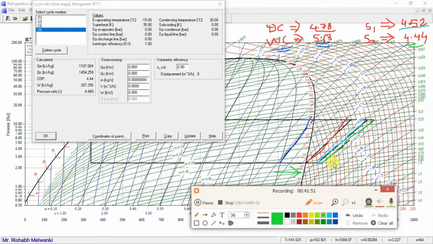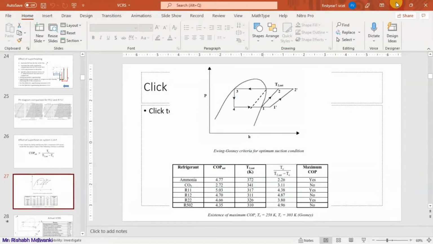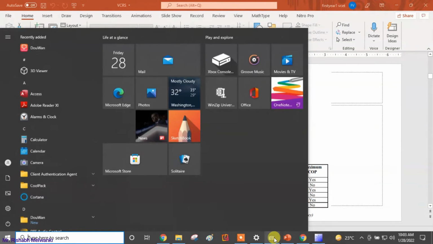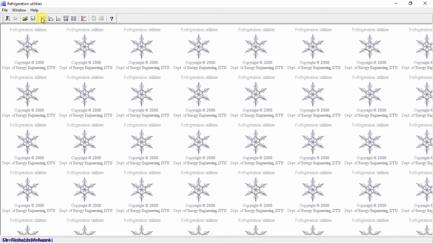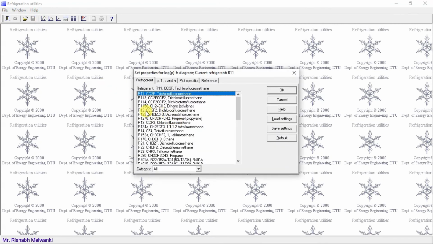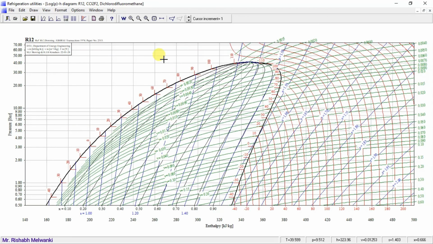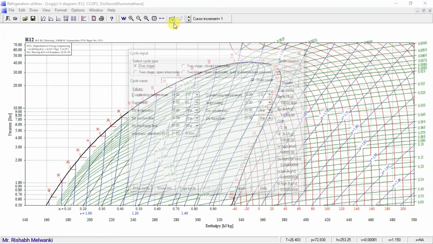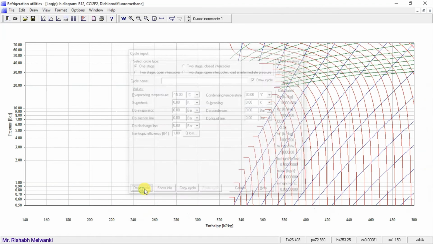Now I'll clear everything over here and change the refrigerant. Let me close this, minimize this, and go back to the CoolPack. I'll click refrigeration utilities and select pH chart and R12 refrigerant. So this is R12. I'll click OK. Now I will maintain the same temperatures. In cycle, evaporator temperature is -15, condenser temperature is 30. I'll draw the cycle. So this is the first cycle.